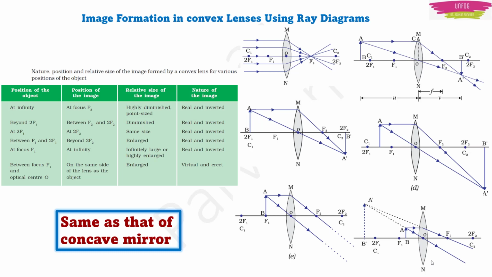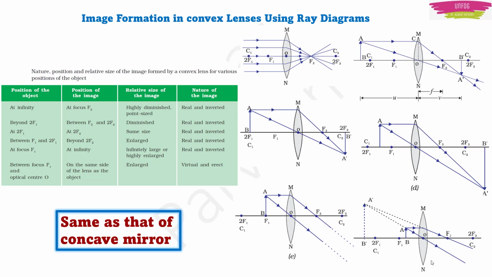First, if the object is placed at infinity, then the image is formed at focus f2. And if the object is placed beyond 2f1, where 2f1 is nothing but the center of curvature, then the image position will also be beyond the other center of curvature, which is 2f2. And in the third case, if the object is placed at the center of curvature, you will find the image at the center of curvature only. But there we had only one center of curvature. Here we have two centers of curvature, one on either side. So the image will be formed on the other side.